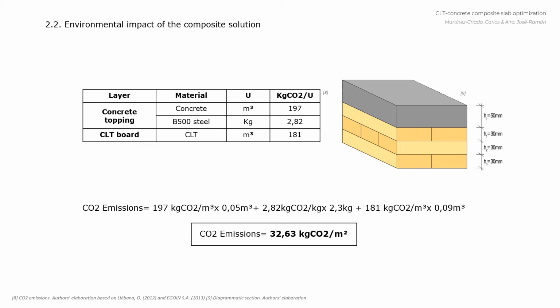The next step in the study of the composite section is to determine its environmental and economic impact in order to compare it with other slab solutions. For the first aim, only the CO2 emitted during the production phase within the life cycle assessment method has been considered. If we consider a section composed of a 90 mm CLT and a 50 mm concrete topping, we obtain total emissions of 32.63 kilograms of CO2 per square meter.